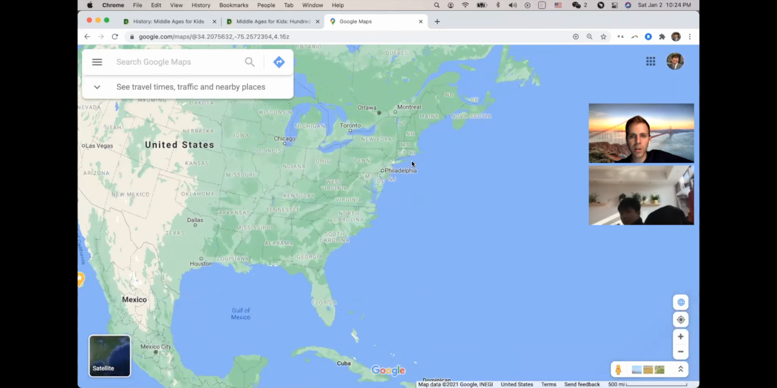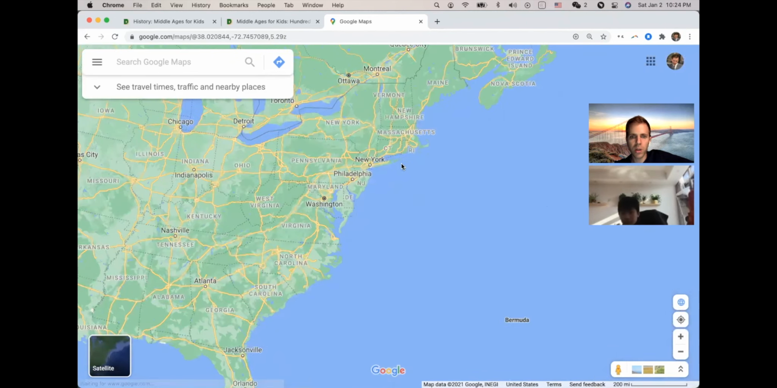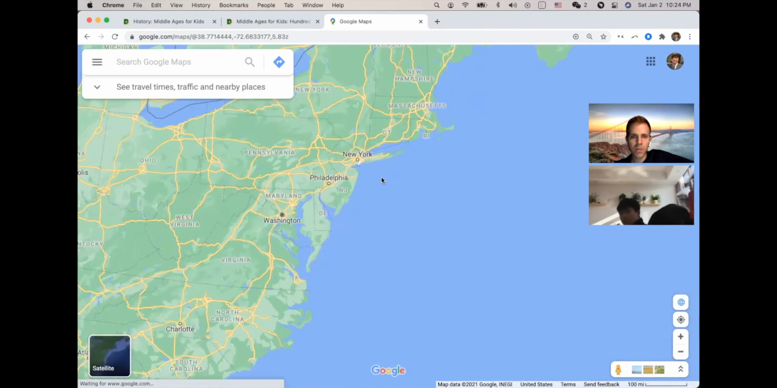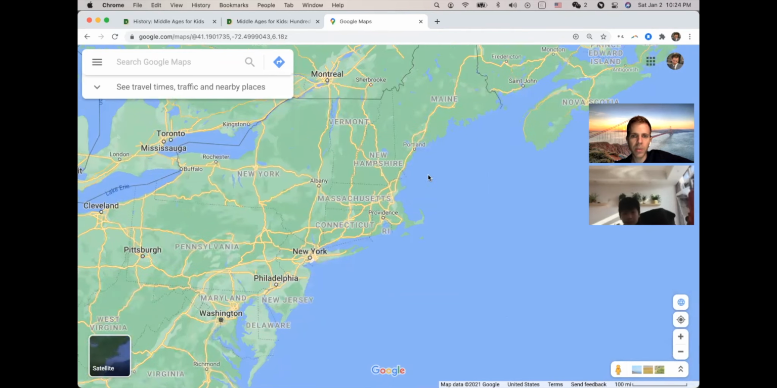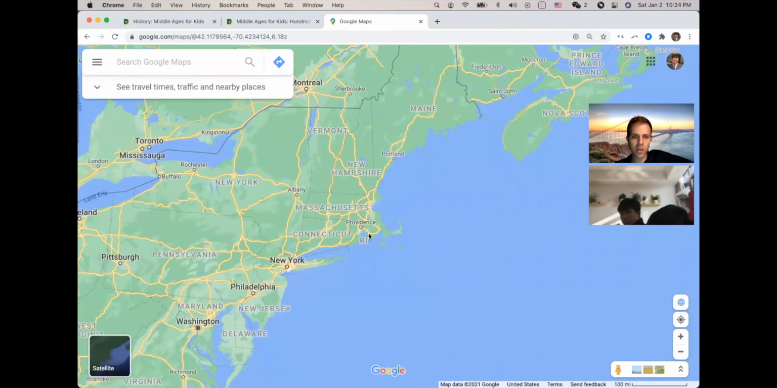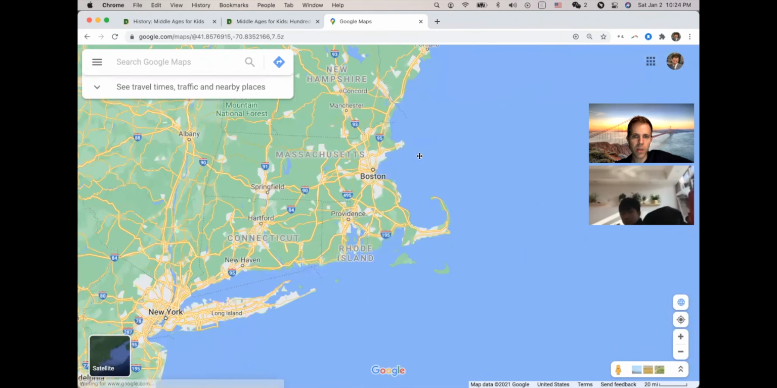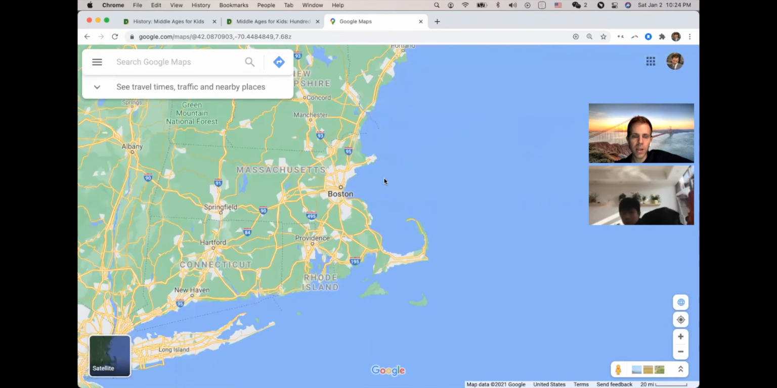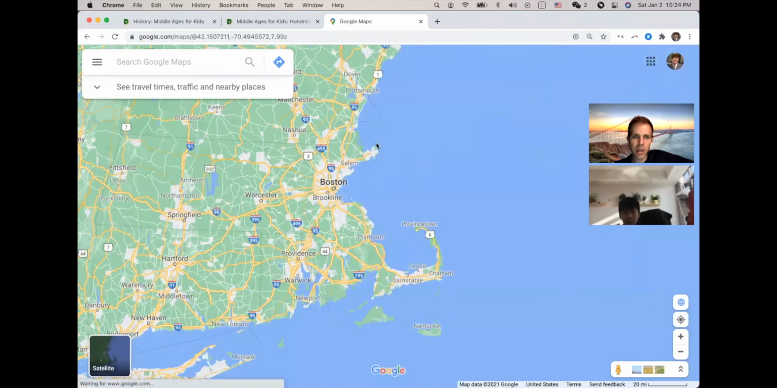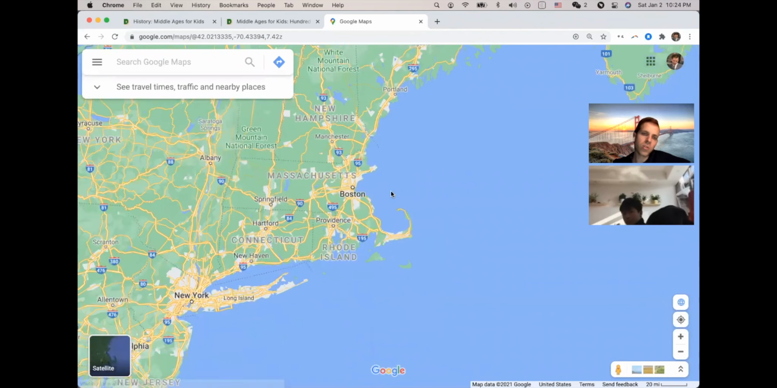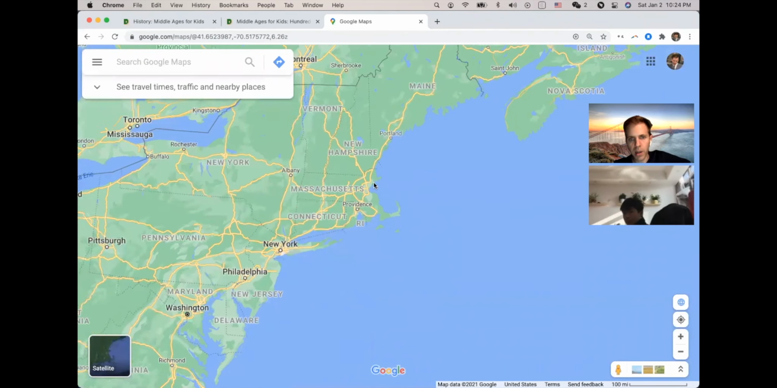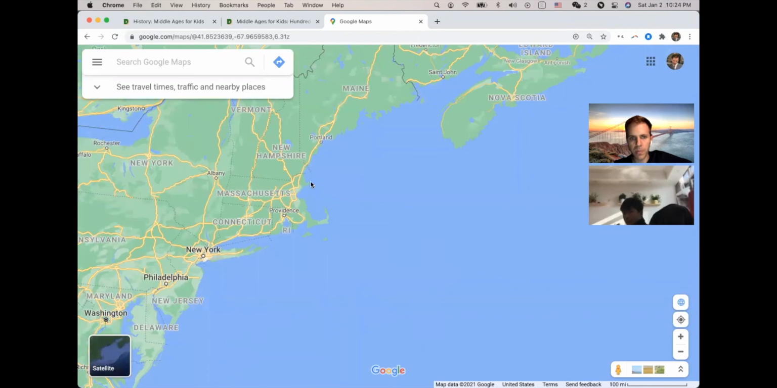They came to this area over here, to Plymouth Rock, and they landed here, and there were a lot of Native Americans. Also, they were very sick when they got here. These English people were very sick.